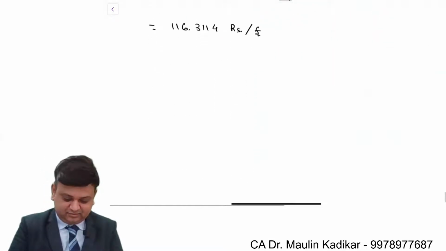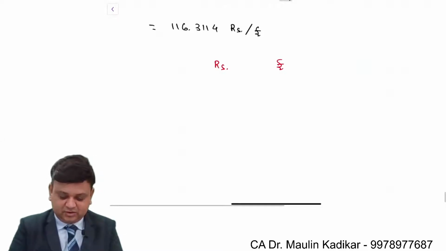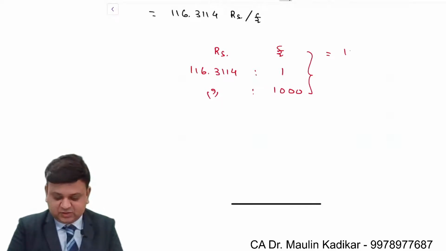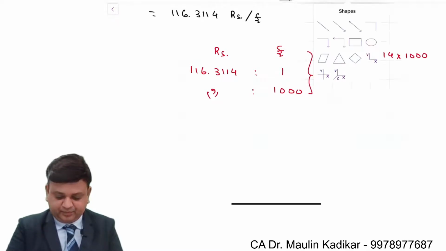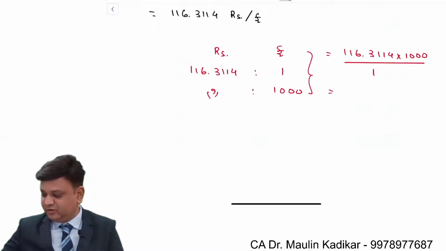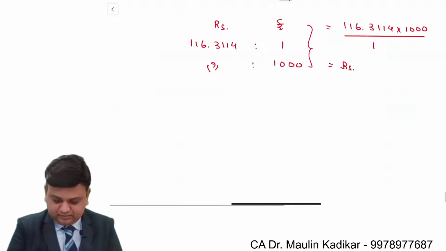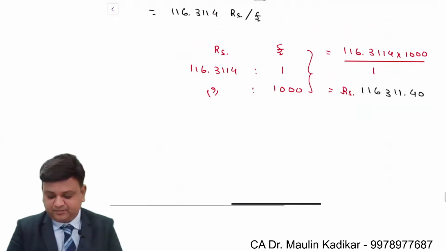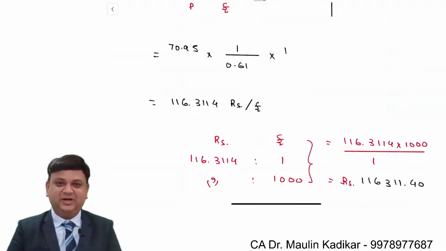So now, 116.3114 rupees is equal to 1 pound. So how much rupees for 1000 pound? The answer is 116.3114 into 1000 whole divided by 1. So 116.3114 into 1000 is 1,16,311.40. This is the amount of the payment which is required to be made.